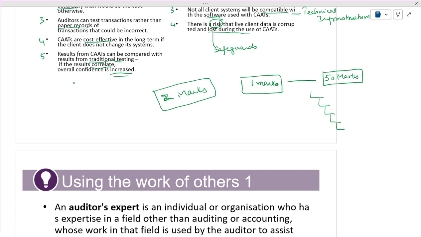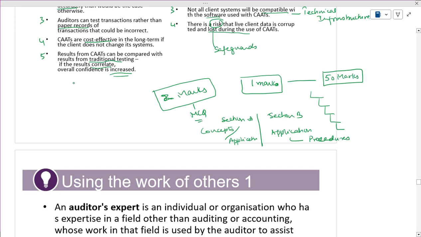Now they have changed the pattern. That's very important. I will tell you how the things will work. Section A and section B. In section A, they will ask all the concepts, mostly concepts and a little bit of application. In section B, they will ask all applications. Now, what are the applications? They will ask audit procedures. This is the application.